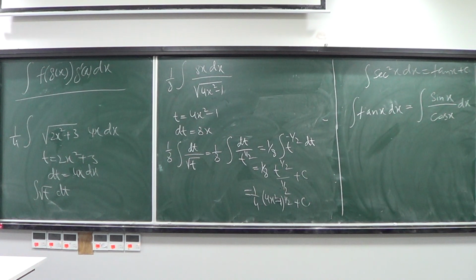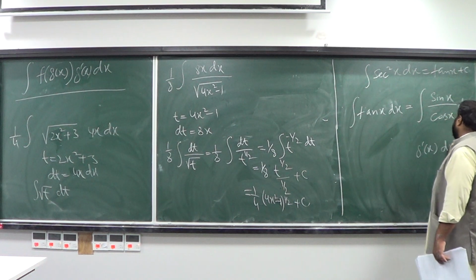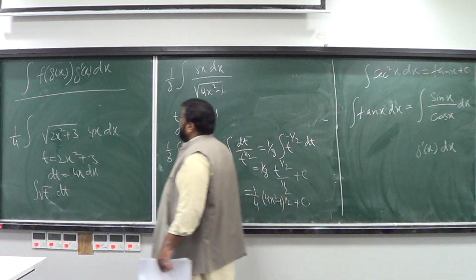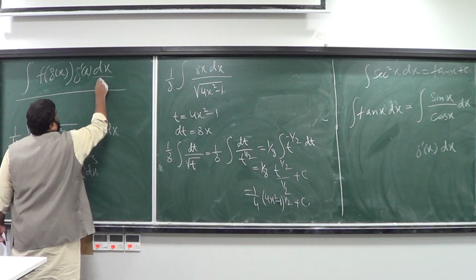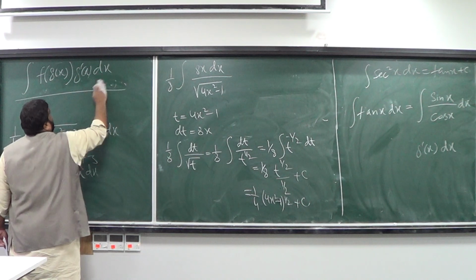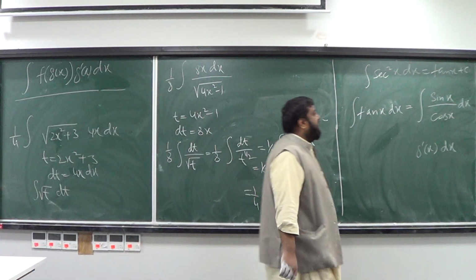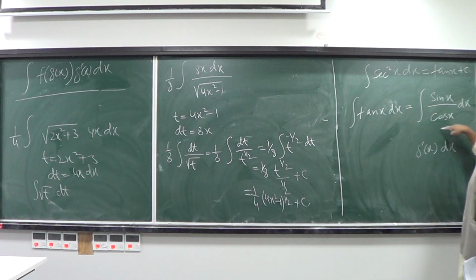You have to always consider that g prime of x is in product with dx in the formula. It's not in division in the formula. So the good guess for g is that this is like your g prime, which means this must be my g.